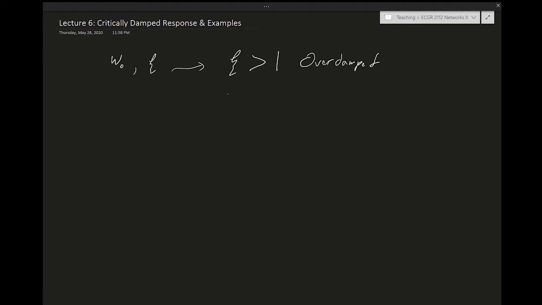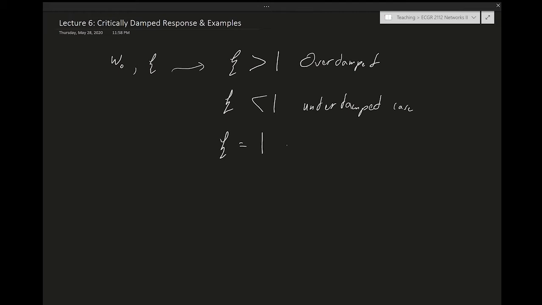And then we covered the case where zeta is less than 1. This is called the underdamped case. Right? And then what remains is covering the case where zeta is equal to 1.